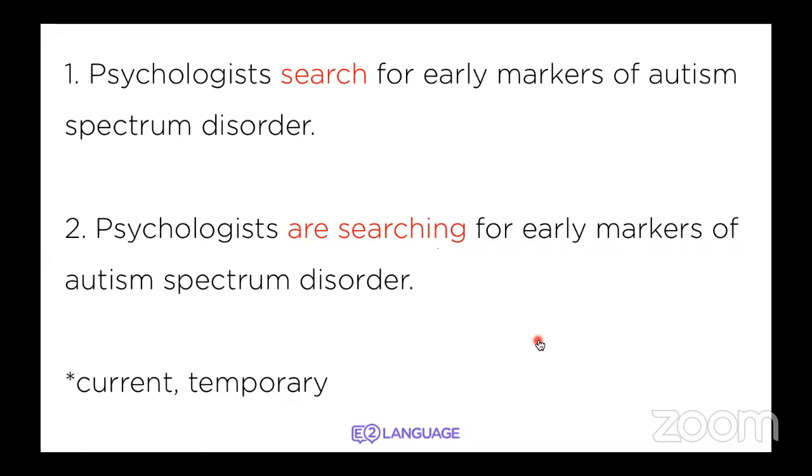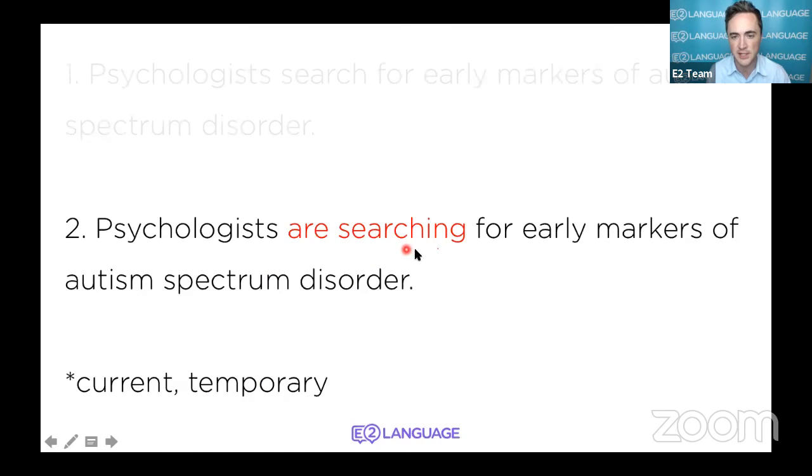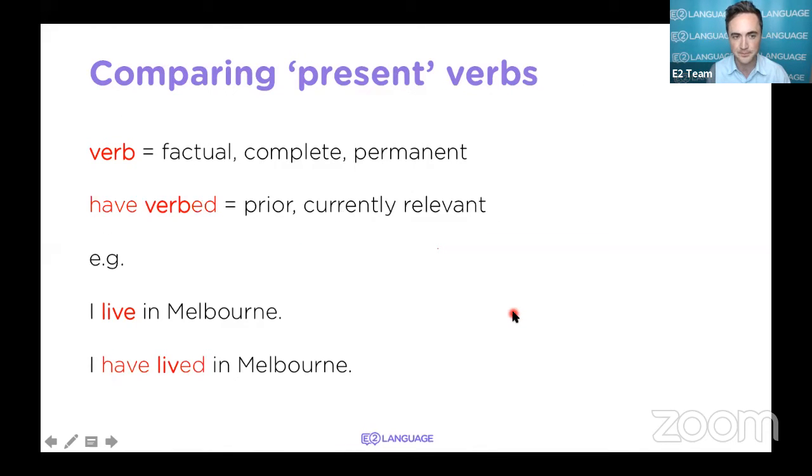Cool. Pretty easy, that's good. So the current but temporary verb here is psychologists are searching for early markers of autism spectrum disorder. Cool, fine. Let's compare two more. Let's compare the factual, complete, and permanent verb, just the basic verb, with the "have identified," for example, the prior but currently relevant one.